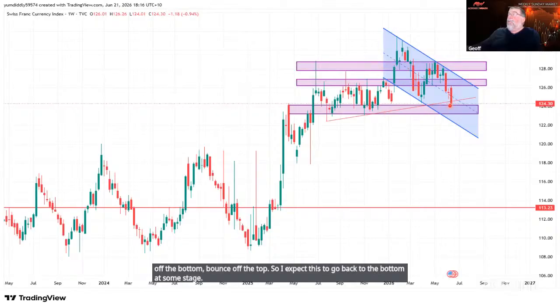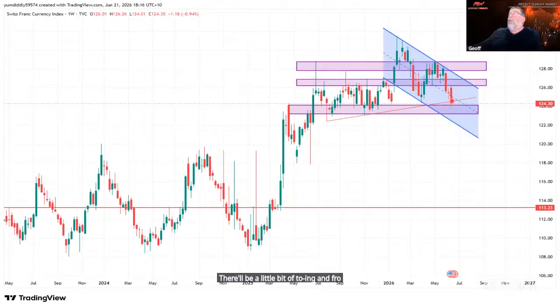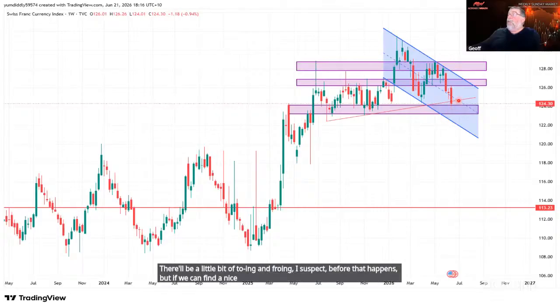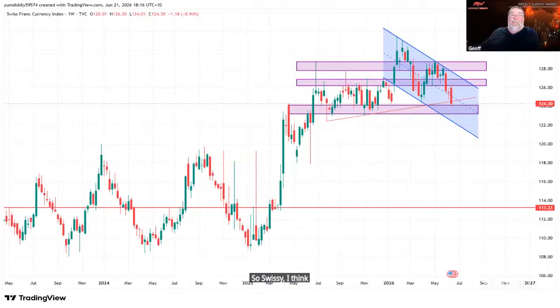There'll be a little bit of toing and froing, I suspect, before that happens. But if we can find a nice little retest of that trend line, for instance, then there might be an opportunity to get this back down to the bottom into the 122 zone. So Swissy, I think, is a little bit bearish.